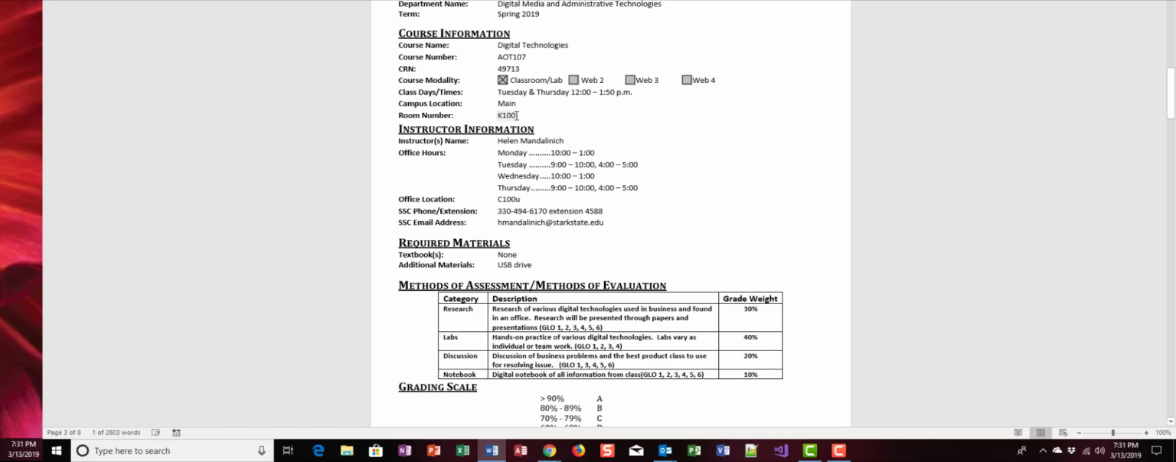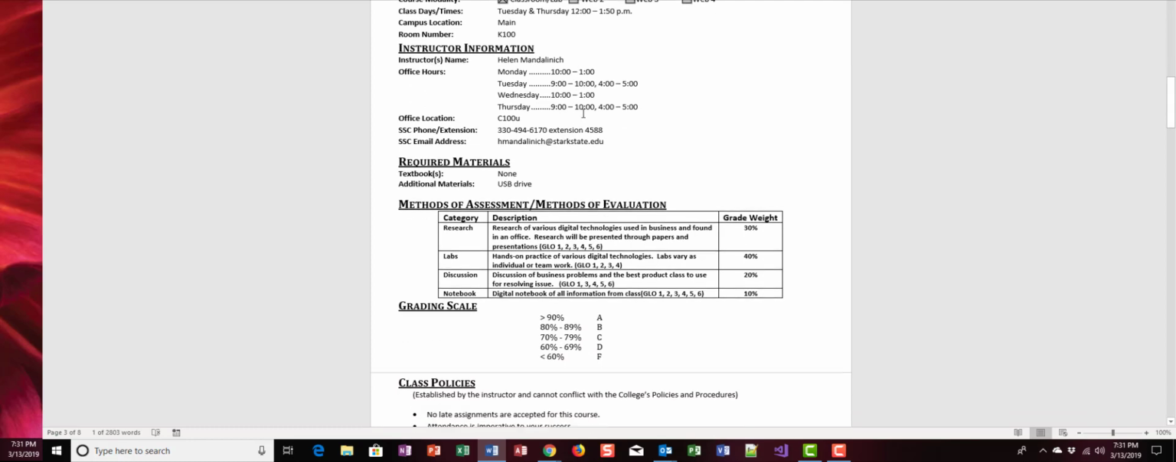We're going to meet in K100. So that's the building that's attached to the bridge across Mega Street on the back side of the college.